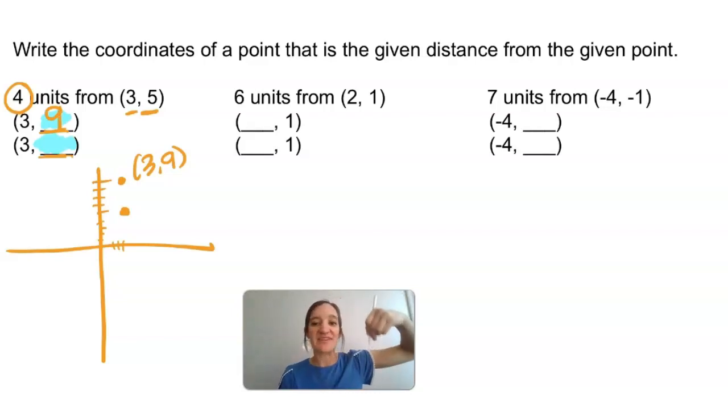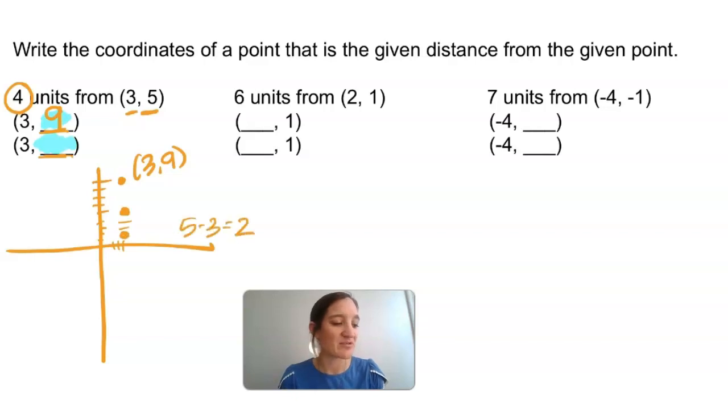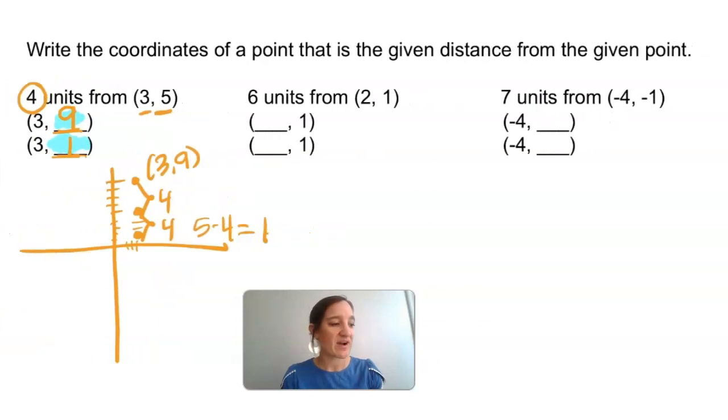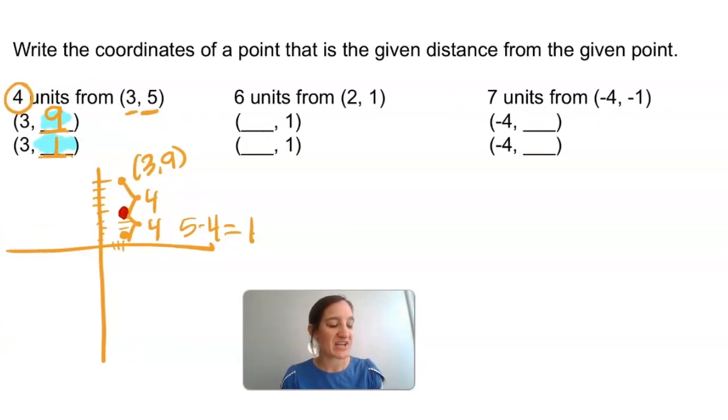But what if I went 3 units down? Well, that would be 1, 2, 3. What is 5 minus 3? It is 2. So, wait. I need to go 4 units down. Whoops. 5 minus 4 is 1. That looks right. So I'm at (3, 1). Both of these are 4 units away from the place that I originated at, which was (3, 5).